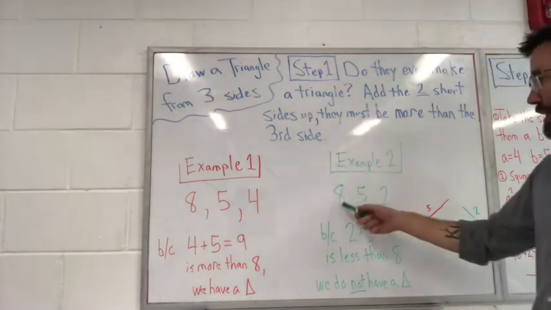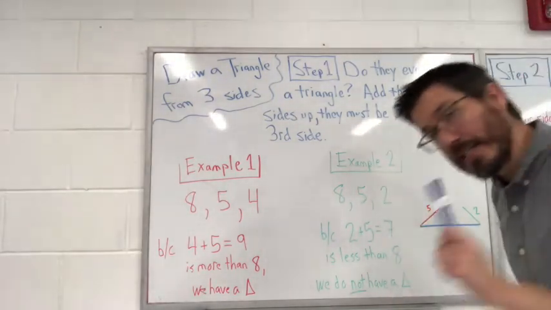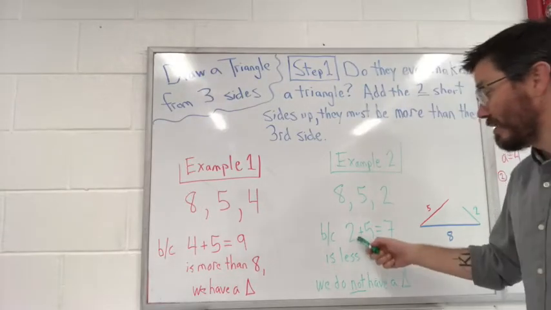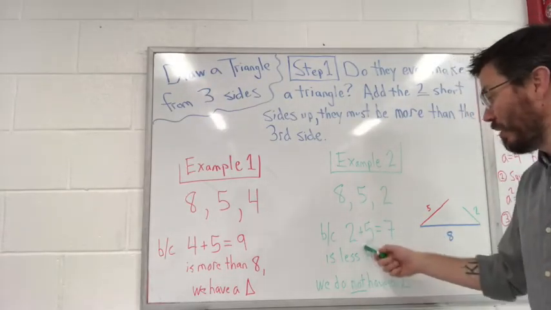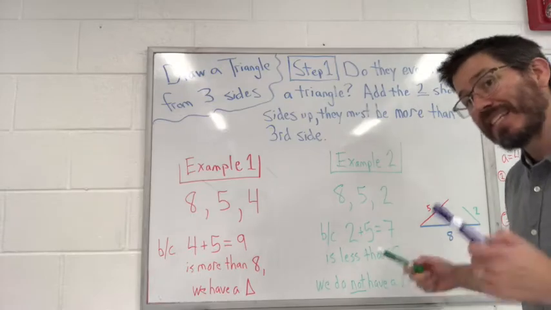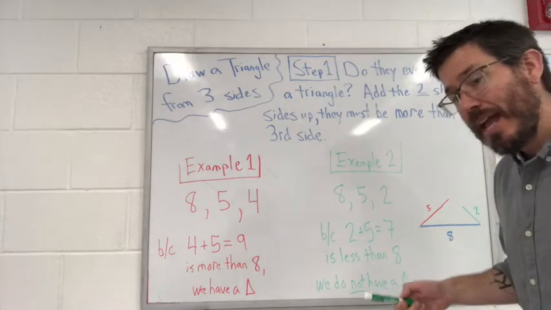Let's come over here and look at one that doesn't make a triangle. If it was 8, 5, and 2, it does not make a triangle. Why? Because we add the two short sides, 2 plus 5 equals 7. 7 is less than 8. And it's like my example.